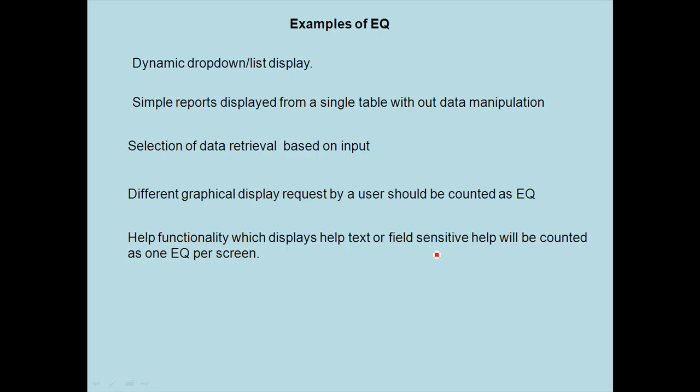Some examples of EQs are dynamic drop down displays, and simple reports with display from a single table without data manipulation. There are also some other scenarios where EQ can be used. If you have a different graphical display requested by a user, then that can be counted as an EQ. Help functionality, which displays context sensitive help, will be counted as one EQ per help. So suppose you have a screen where you press F1 and help functionality comes up, then you can count one EQ for that screen.